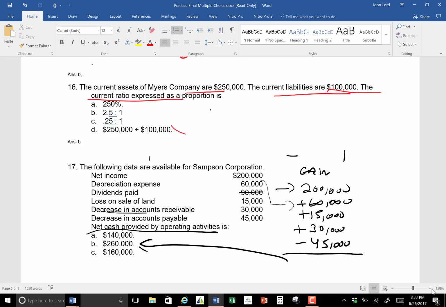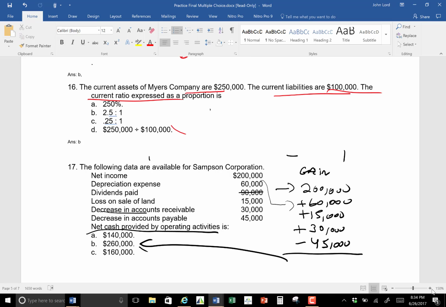Then what? Decrease in accounts receivable. Since it decreased, we do what? Opposite direction. Is accounts receivable an asset? Asset, use the opposite direction, so we add it, don't we? Okay? And then what? Decrease in accounts payable. The decrease in accounts payable, we use the same direction, we subtract it, right?